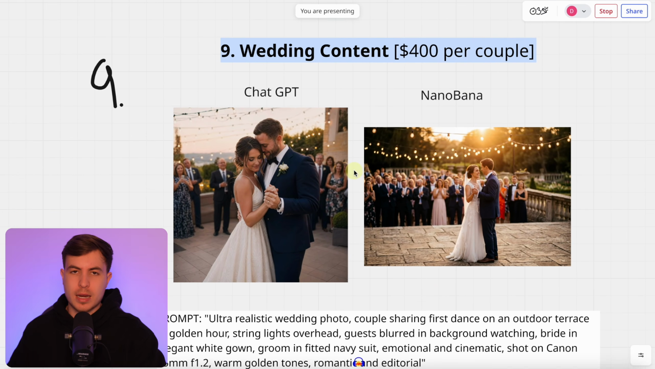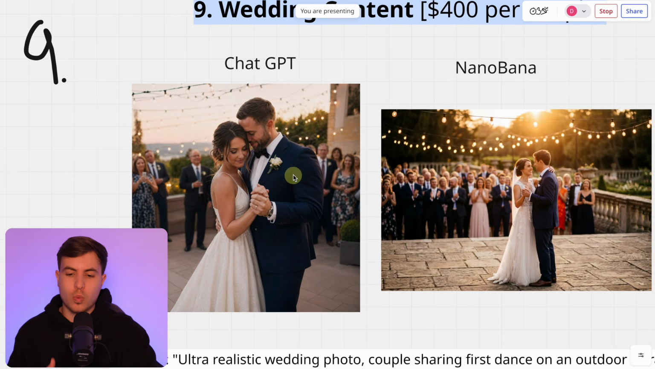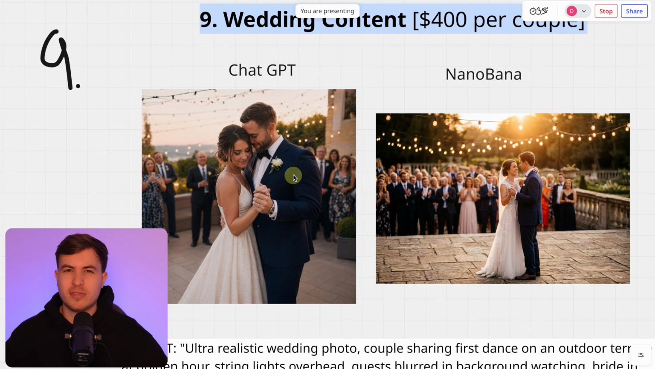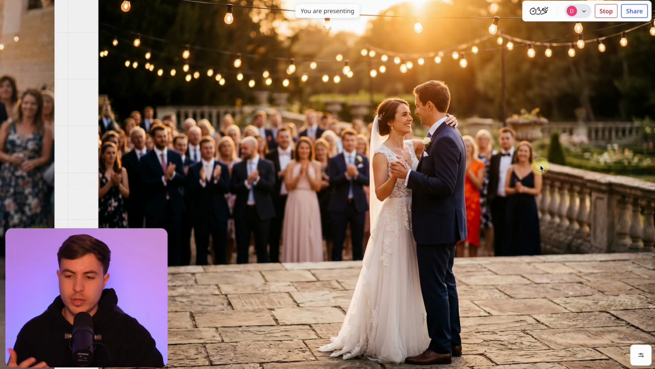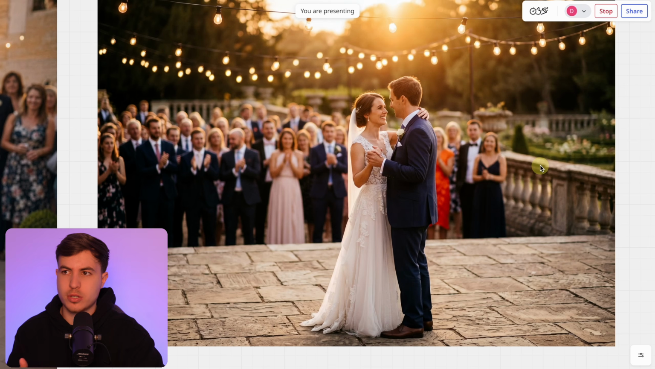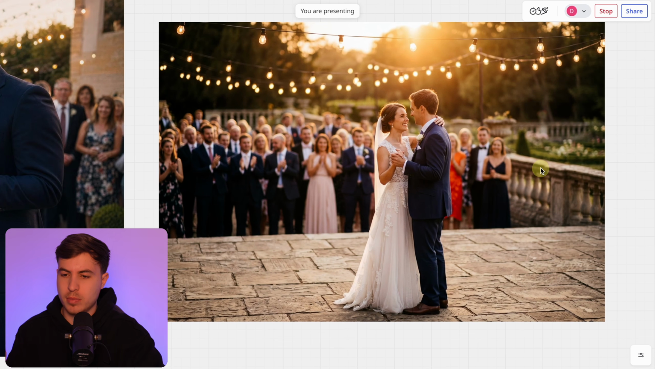Then we have wedding content. You could still hire a photographer for an event, but what if you just want it to look better? Weddings, let's face it, right? It's for the lady. She wants to show off to her friends, to her family. Why not make the images look way better than they actually are using AI? And Google Nano Banana just doesn't come close. Now, apparently they just launched the 4th generation of their new image model, but it's not available on kie.ai.